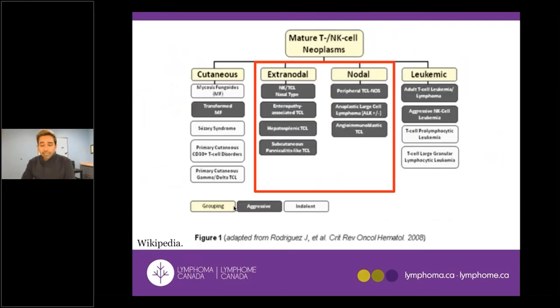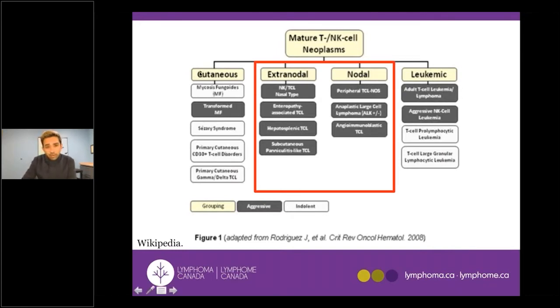Now, let us try to classify our T cell lymphomas. As you know from the previous slides, there are about 28 different types. So how do we classify all of them? The bottom line is we classify based on the area where the lymphoma presents, as well as the nature of the disease, whether it is a slow-growing disease or a fast-growing disease.